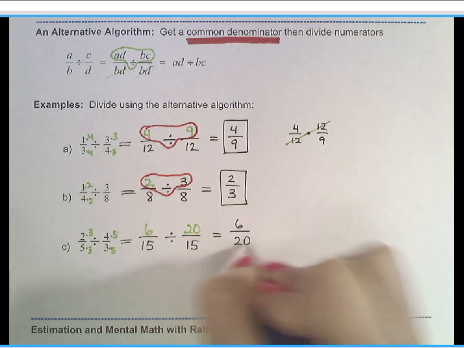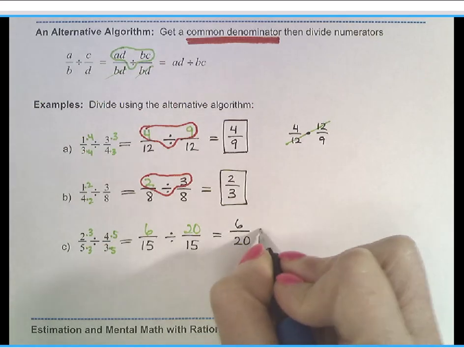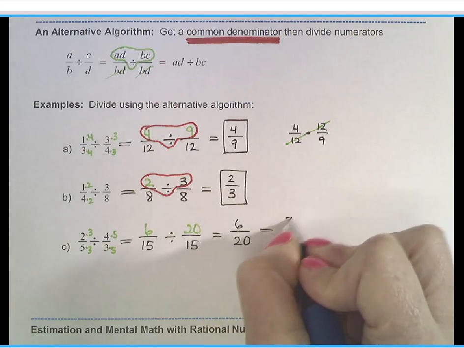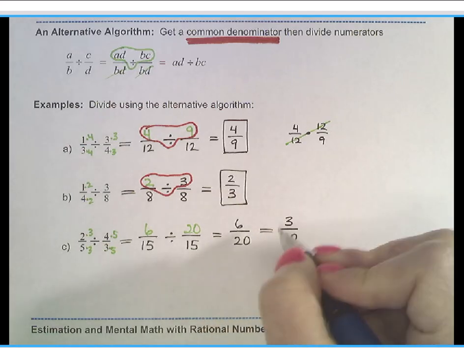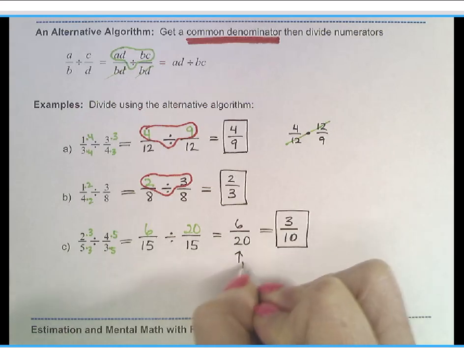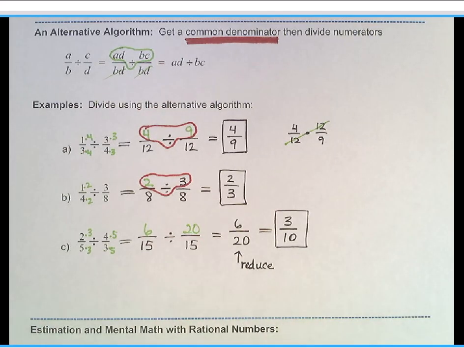Now on this one though, you got to be careful. 6 and 20, those have factors in common that you can reduce. 6 and 20 can both be divided by 2. So you need to make sure that you give that as your answer. That guy needs to be reduced. So don't forget that even when you use this alternative algorithm, sometimes you might still have to reduce the answer at the end.